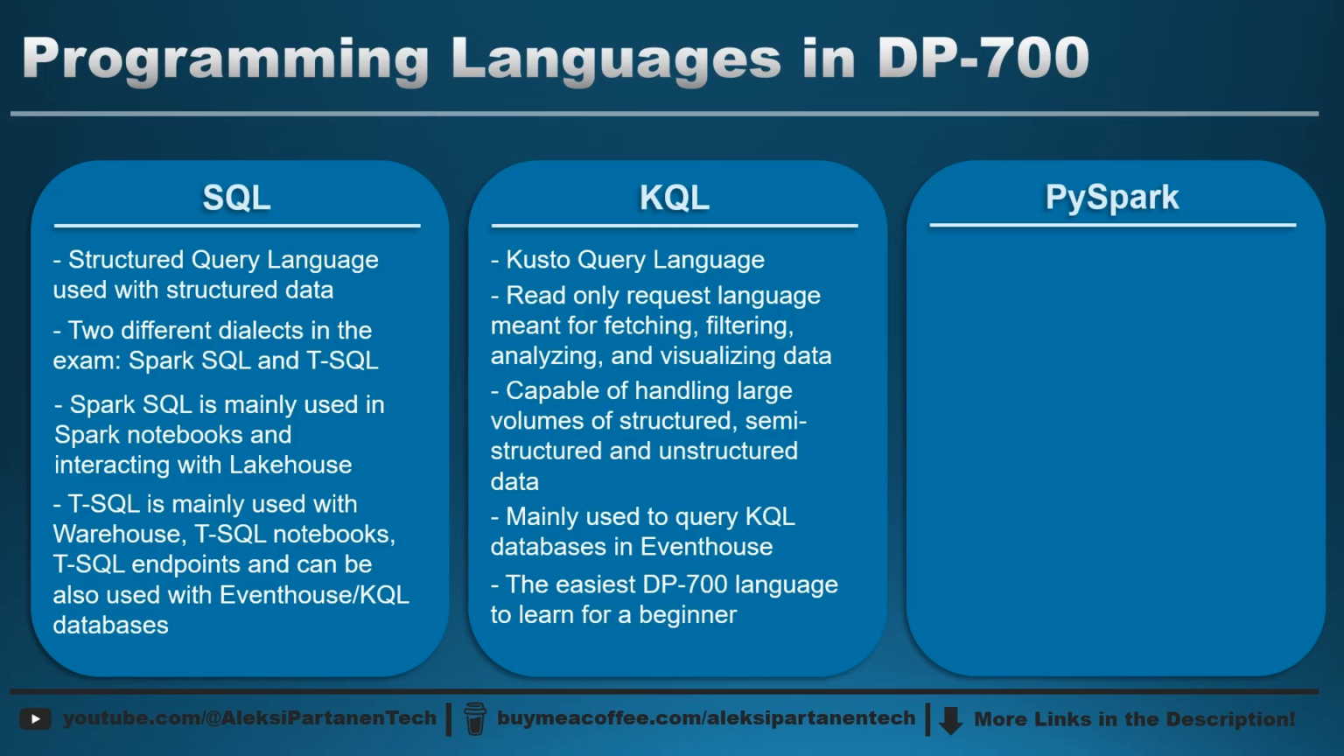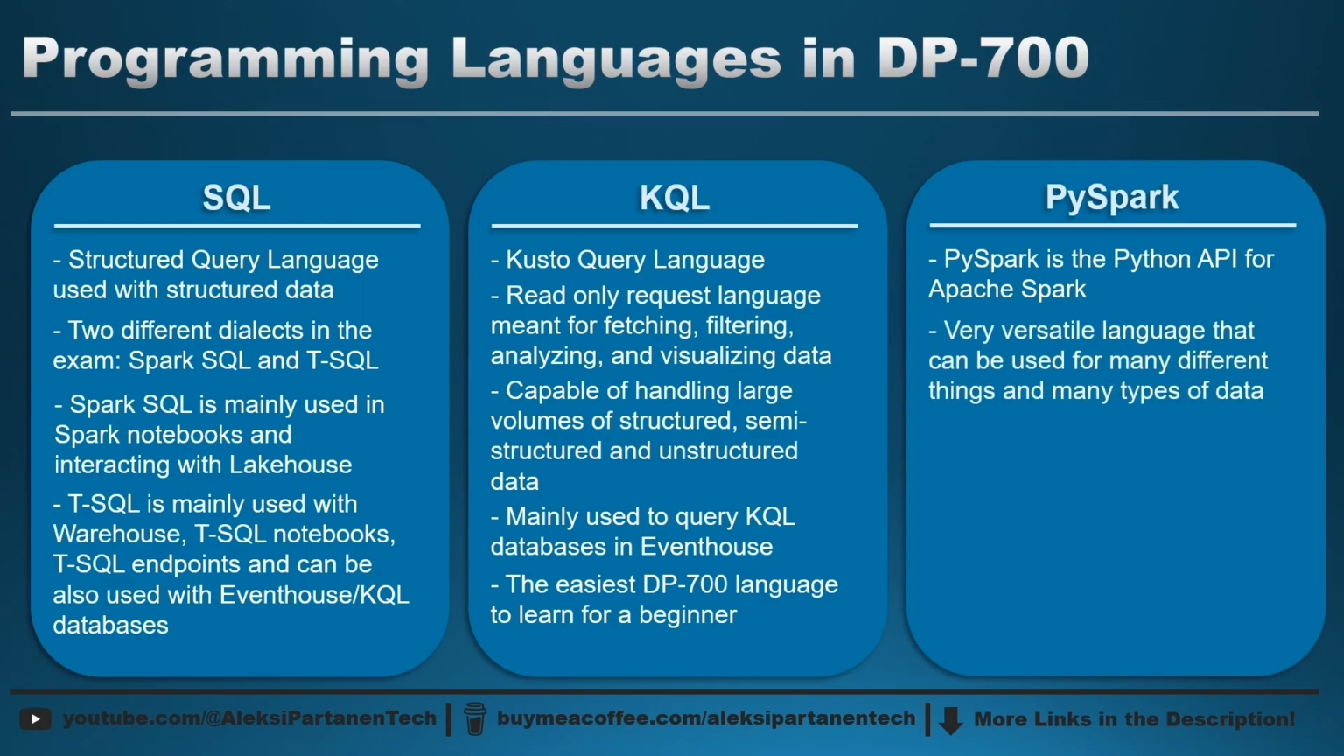Then we have PySpark, that is basically the Python API for Apache Spark. So when you write PySpark, you are writing Python, but since Python is a very versatile and huge language, we are just scoping it to this specific set of functions and functionalities that PySpark covers. Since PySpark is Python, this is the most versatile language out of these three, and you can really do many things with this language that you can't really do with KQL and SQL.